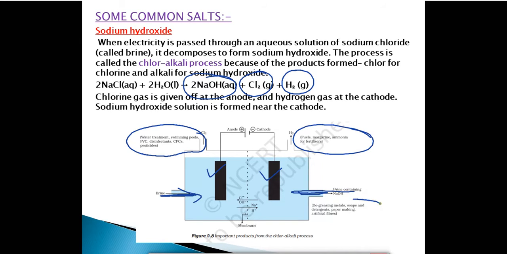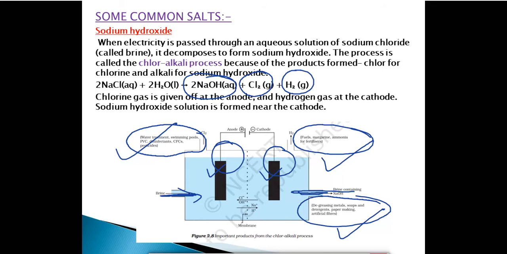Now, what is the use of this NaOH solution? There are many uses of NaOH solution also. It is used for degreasing metals, and even for manufacturing soaps and detergents sodium hydroxide is used. In paper making, in artificial fibers. So these are the uses of sodium hydroxide. I recommend you learn the uses of chlorine, hydrogen and sodium hydroxide, because this question can be asked in the exam. And also remember that chlorine is formed at the anode and hydrogen gas is formed at the cathode. So this was all about sodium hydroxide.